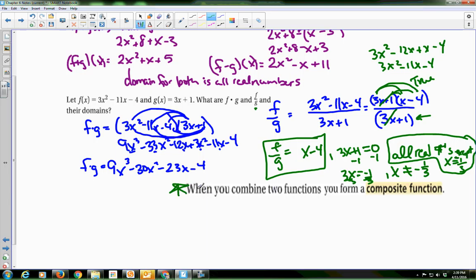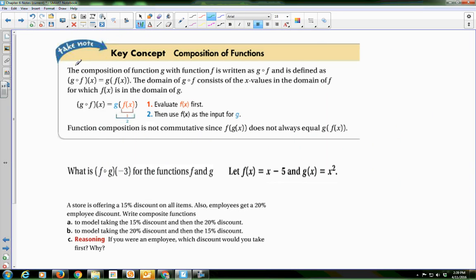Okay, so when you combine two functions, you form what is called a composite function. So let's see how composite functions look. If you look, it almost looks like a multiply sign, but it's not a multiply sign. It means "of." The multiply sign is filled in, and this one is an open circle.